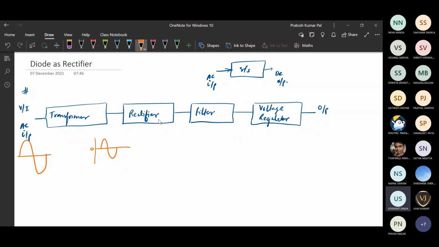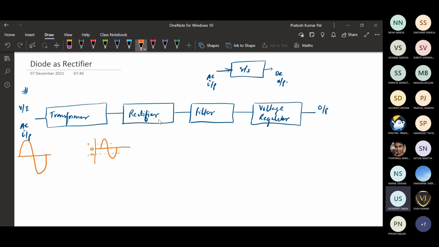For the positive half, the waveform has some DC value, which is a positive DC. Similarly, in the negative half there is a negative DC. So overall the DC value will be 0 for the output we get from the transformer. The output of the transformer is nothing but the AC voltage only, either voltage or current, whatever we provide as the input.